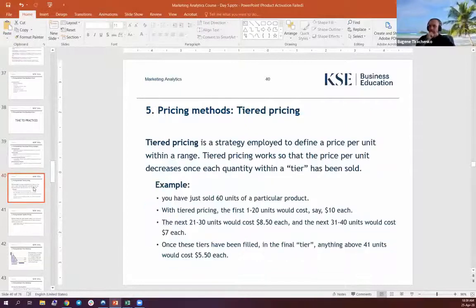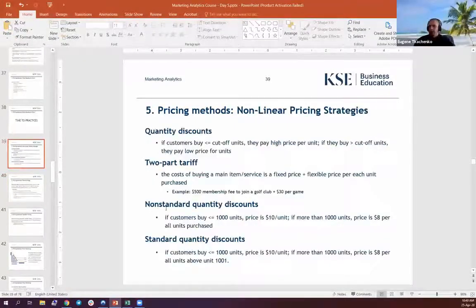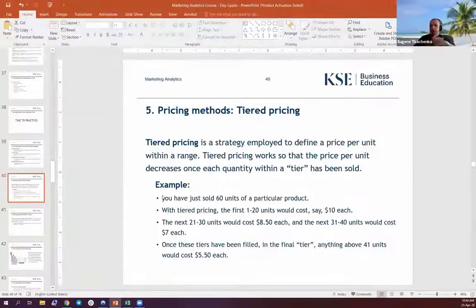So another method is tiered pricing, and I believe you saw it many times. It's very similar to non-standard quantity discounts and standard quantity discounts, but overall, you have the tiered approach in the way you are offering products as well as services for a particular price. You may consider tier pricing as something based on number of units sold per tier. So for example, tier 1 support or tier 1 product offers.